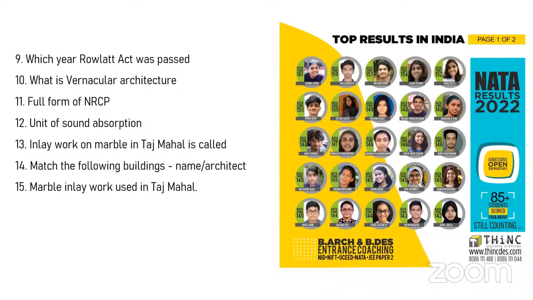Also, in every JEE Paper 2 question paper we can expect a match-the-following question. This time also there was one: matching the building name and the architect, and also the marble inlay work used in the Taj Mahal. So such kinds of questions were asked in the aptitude section related to architectural awareness and the GK part.